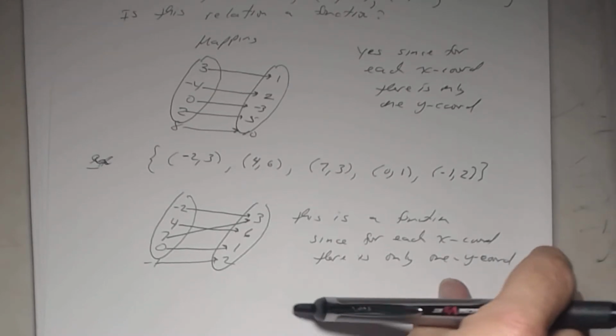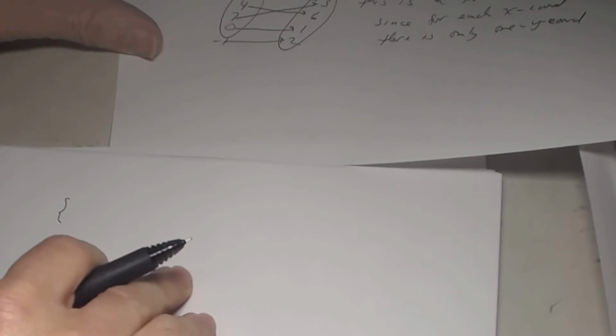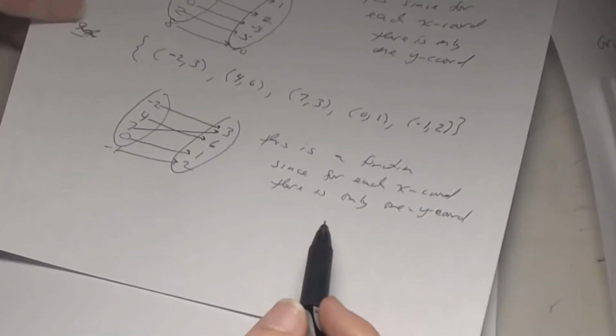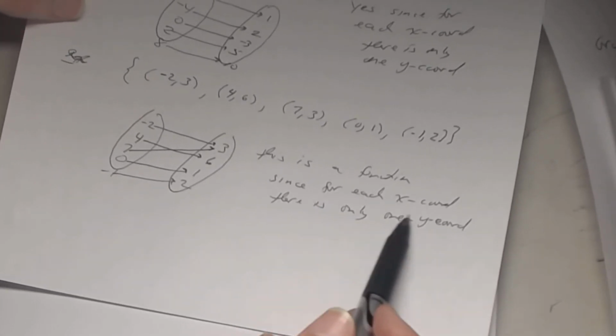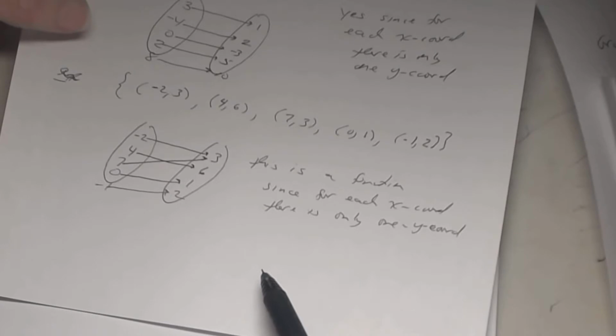All right, let's look at this one. I suppose we had this. I thought for each x coordinate, there is exactly only one y coordinate, so that's what I have, since for each x coordinate there is only one y coordinate. What's wrong? That's what I have. For each x coordinate there is only one y coordinate.